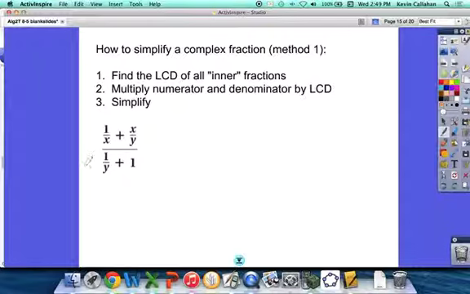Well, x, y, y. What's the LCD? If the denominators you're looking at are x and y and y, it's xy. Remember, you find the LCD by writing down every factor you see the most times you see it. There's 1 x there, there's 1 y there, and there's 1 y there. So xy.